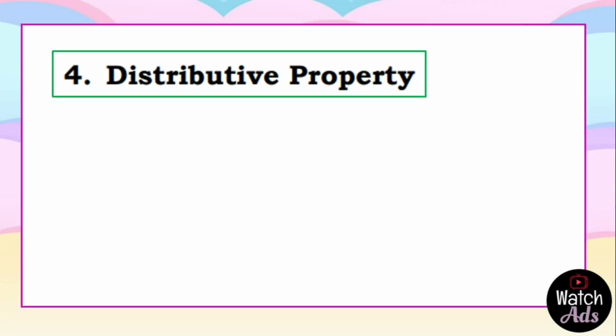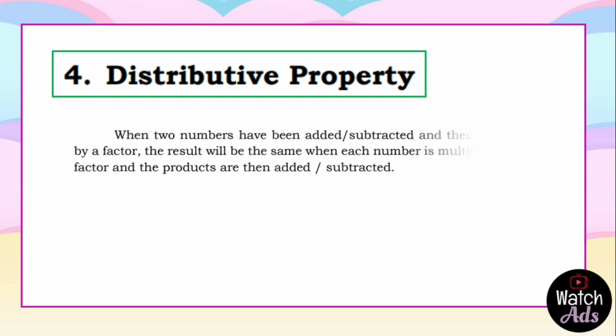Our fourth property is the distributive property. When two numbers have been added or subtracted and then multiplied by a factor, the result will be the same when each number is multiplied by the factor and the products are then added or subtracted. Now in the distributive property, it is always distributive property of multiplication on another operation. So this means that we will have two operations in this property.